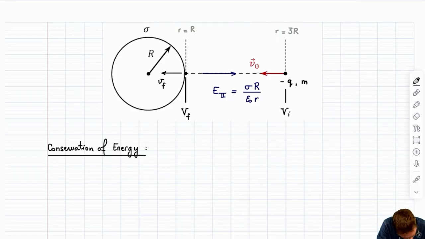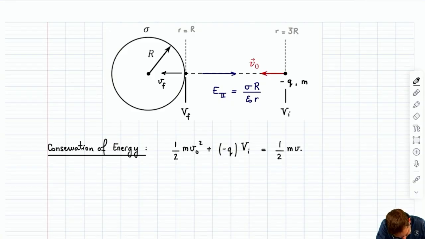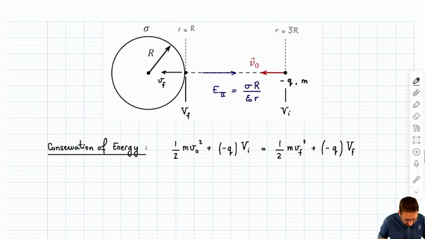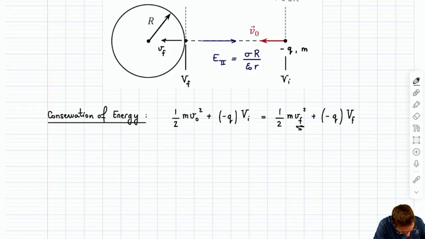Okay, conservation of energy states that kinetic energy at the initial point, 1/2 m v0 squared, plus potential energy. Potential energy, remember, is charge, minus Q in this case, times V initial, is equal to 1/2 m V final squared plus minus Q V final, right? Now I want to solve for this, right?